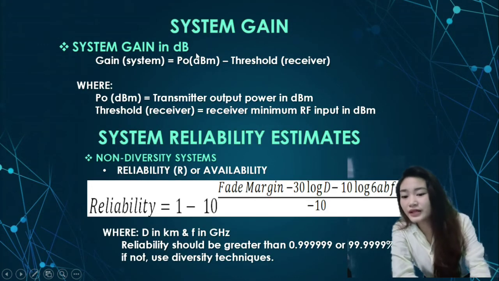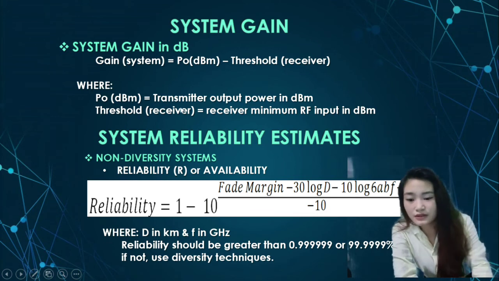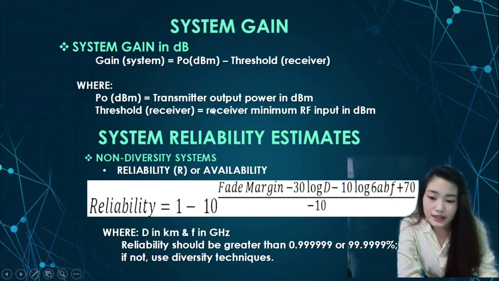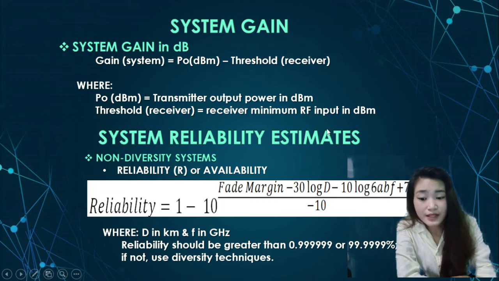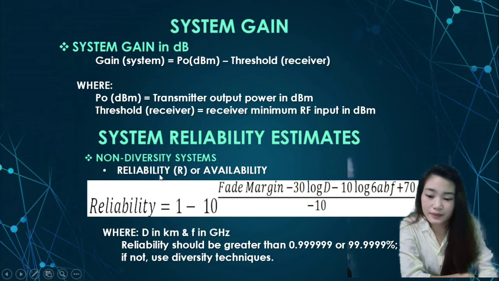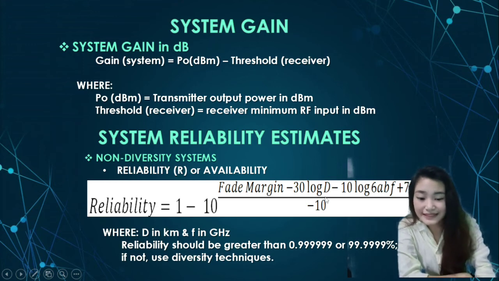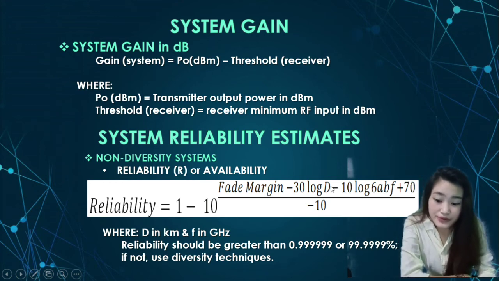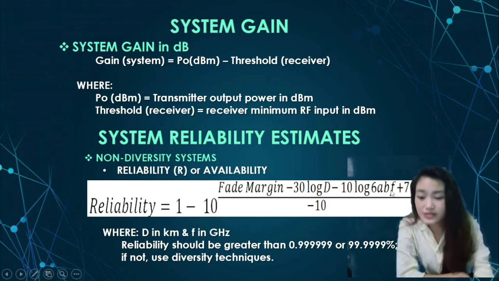And then system gain in decibels. This is the formula where PO in dBm is the transmitter output power, and the threshold receiver minimum radio frequency input in dBm. System reliability estimates, non-diversity systems, reliability R, or availability. This is the formula where D is in kilometers and F is in gigahertz.